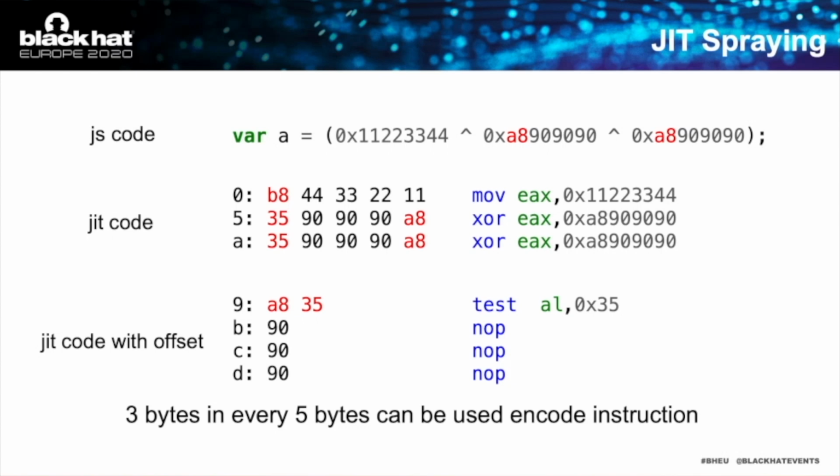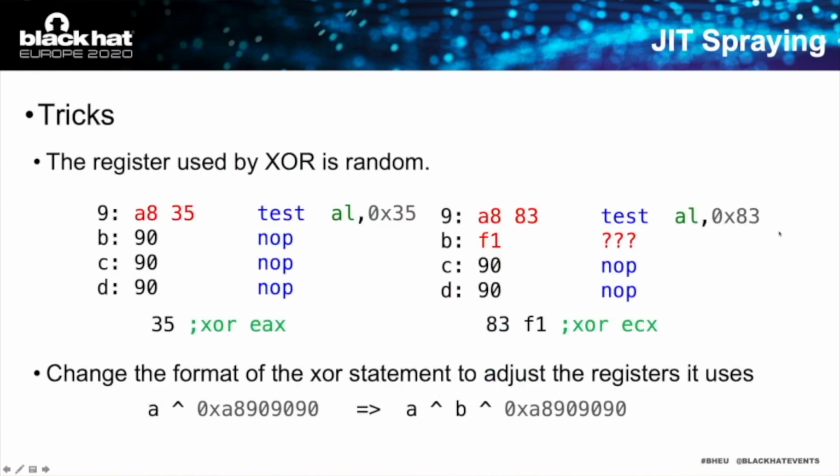In this way, our shellcode is allocated in the executable memory area. We can spray such JIT code chunks into the memory and change the EIP register to the address. Then we can execute our shellcode. There are many tricks in JIT spraying. Be careful of the encoding of the XOR operation.